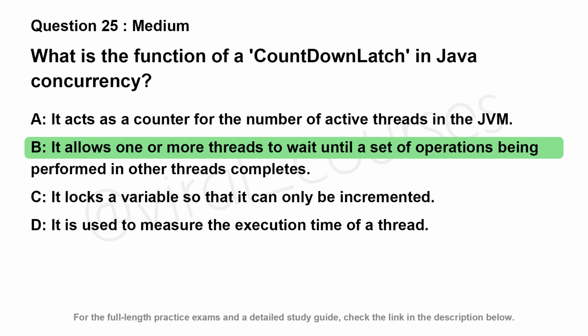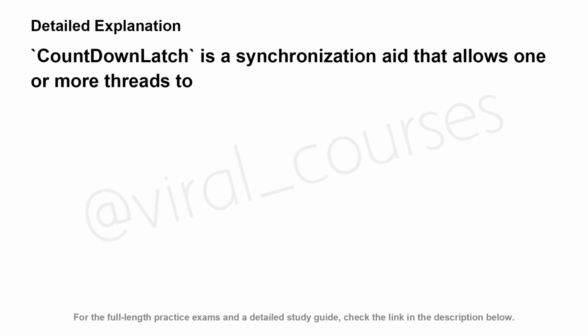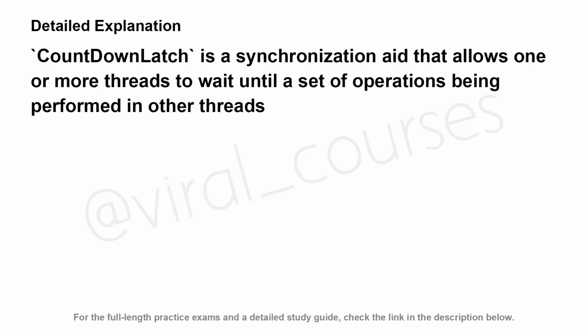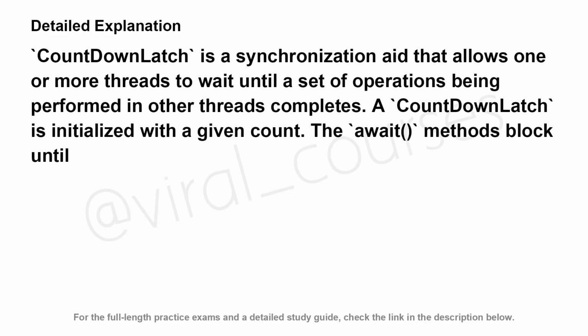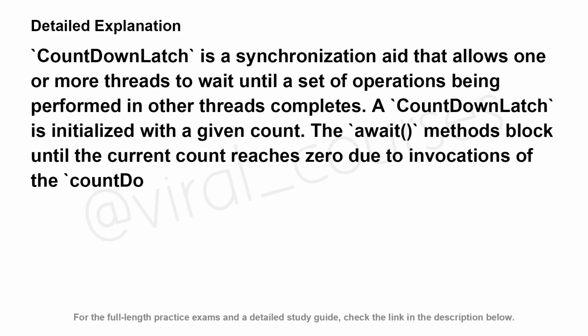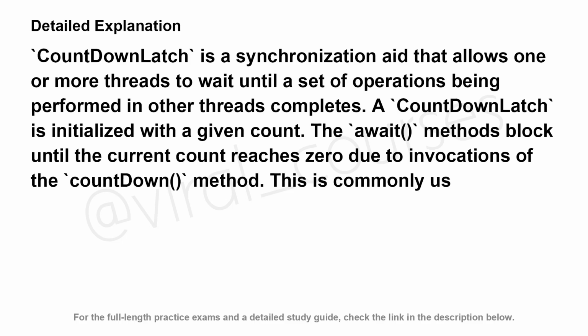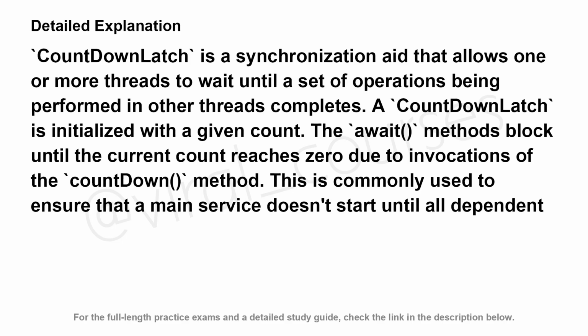The correct answer is B. CountDownLatch is a synchronization aid that allows one or more threads to wait until a set of operations being performed in other threads completes. A CountDownLatch is initialized with a given count. The await methods block until the current count reaches 0 due to invocations of the countDown method. This is commonly used to ensure that a main service doesn't start until all dependent services are initialized.